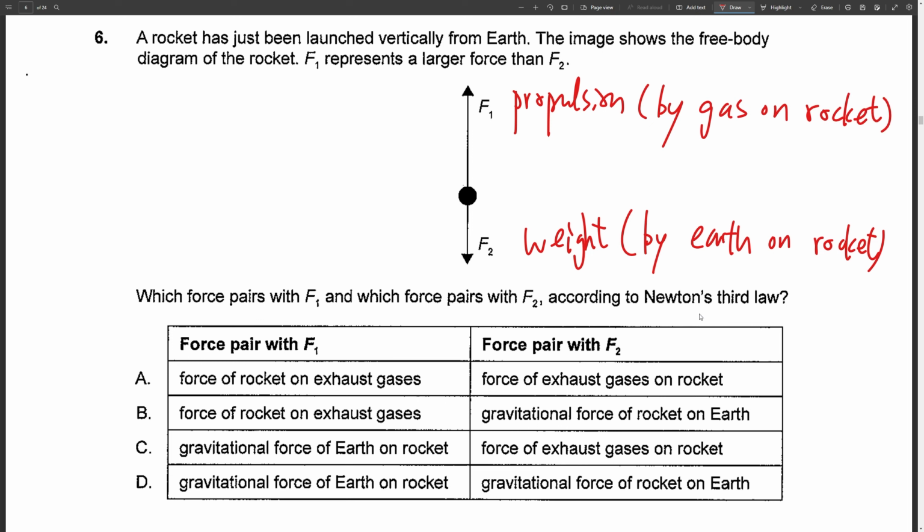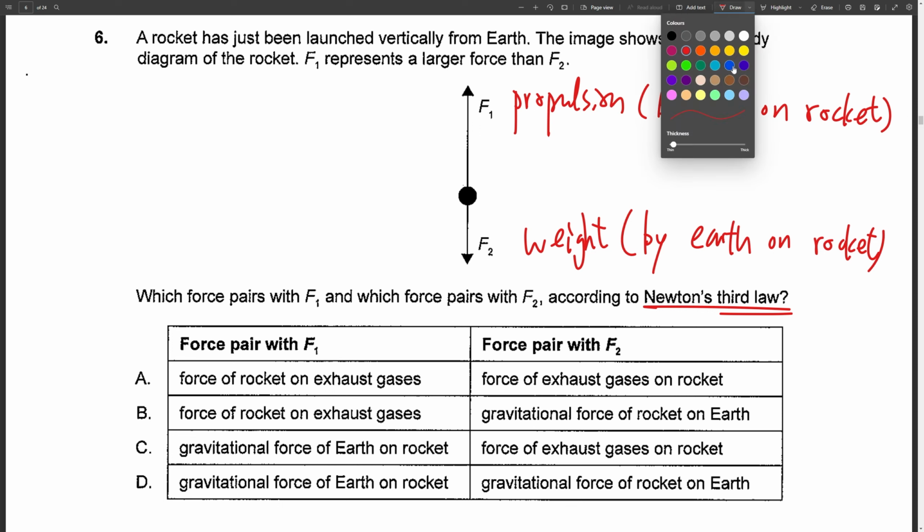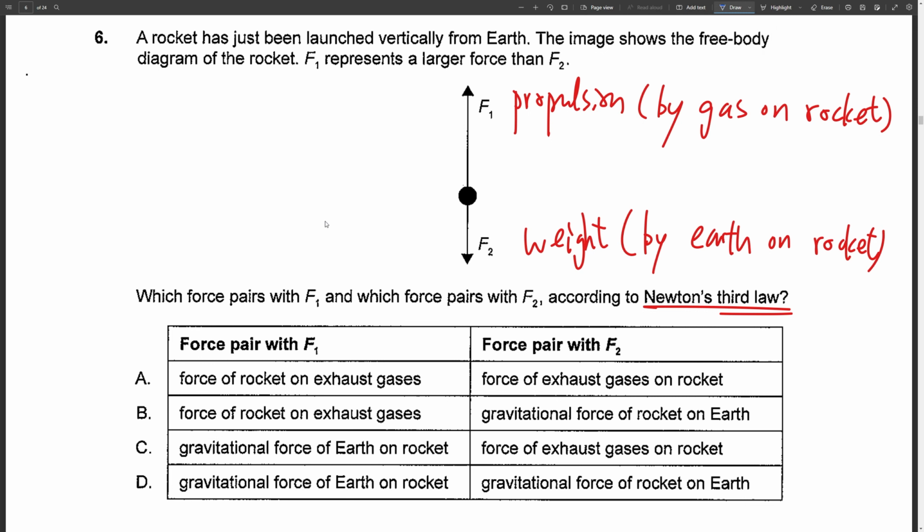Then, according to Newton's third law, they must be the same magnitude but opposite direction, moreover, it's A exerting on B as well as B exerting on A. So for their action and reaction pair, F2 should be exerted by the rocket on the Earth. Moreover, it must be a weight as well.